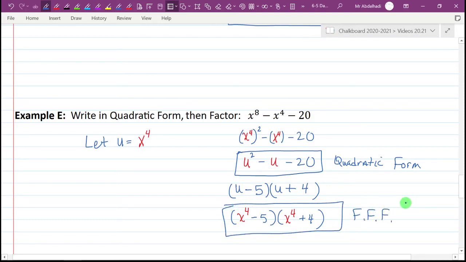So the trick is simple. First of all, you have to make sure that the highest power is double the middle power and that the last term has no x at all, okay? So if those things aren't true, you cannot do this. So make sure that those are true before you even start anything. All right, let's do one more.